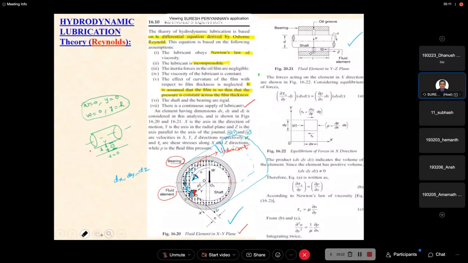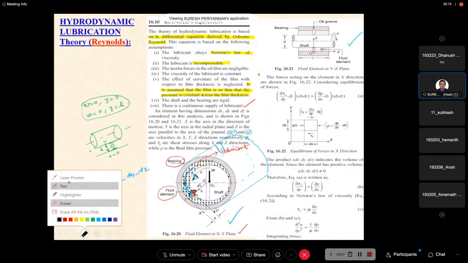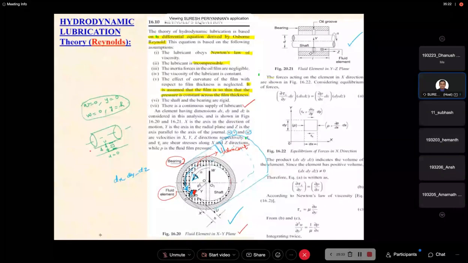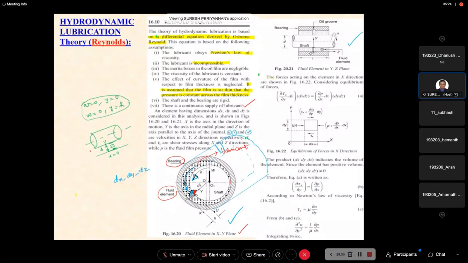In the YZ plane. Okay, YZ plane now. See here, the force acting on the element in x direction. Now, considering the equating forces in the x direction, here this is the element. Now in this element, what is the force acting here?